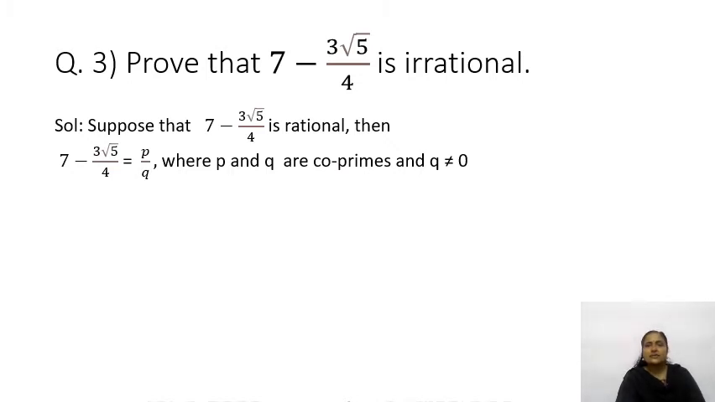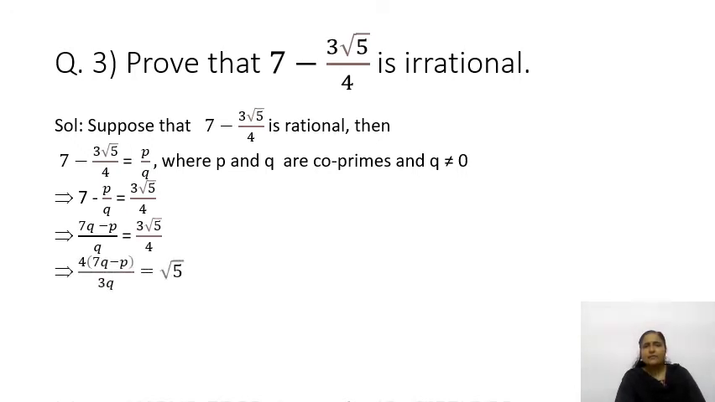Again, just to check, this question is a combination of rational and irrational numbers, and the irrational number is there in only one term. So except that, the rest of the numbers we can shift to the right hand side. Then we will get 7 minus P by Q is equal to 3 root 5 by 4. Or we can do the cross multiplication on the left hand side. Then we will get (7Q minus P) by Q is equal to 3 root 5 by 4. Now except root 5, the rest of the numbers we can shift to the left hand side. Then we will get 4 into (7Q minus P) by 3Q is equal to root 5.